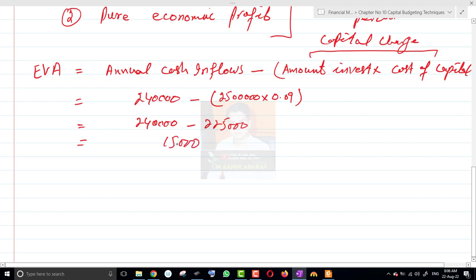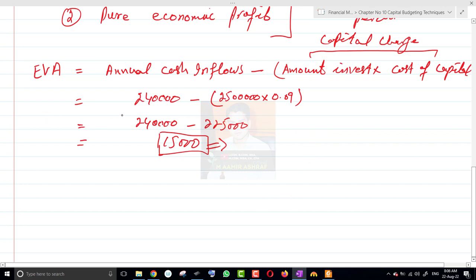$15,000. What is the meaning of the 15,000? It means the project is worth 15,000 on a year by year basis. It means the annual benefit of this project will be 15,000.